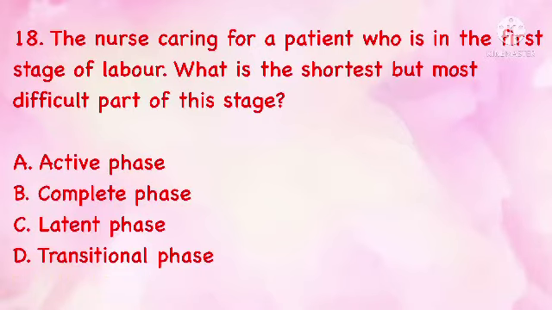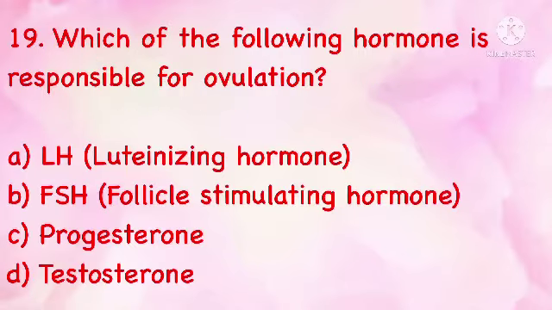The nurse is caring for a patient who is in the first stage of labor. What is the shortest but most difficult part of this stage? Active phase, complete phase, latent phase, transitional phase. And the correct answer is D. Transitional phase. Which of the following hormones is responsible for ovulation? LH, FSH, progesterone, testosterone. And the correct answer is A.